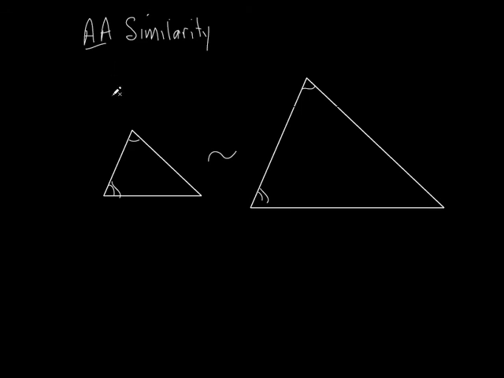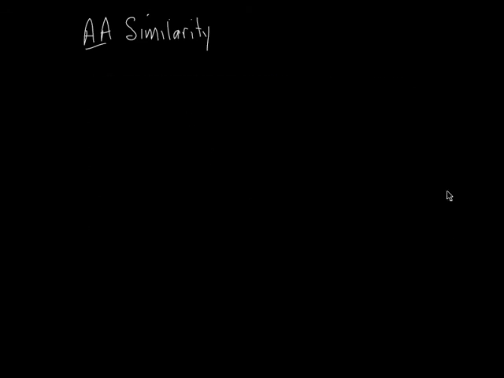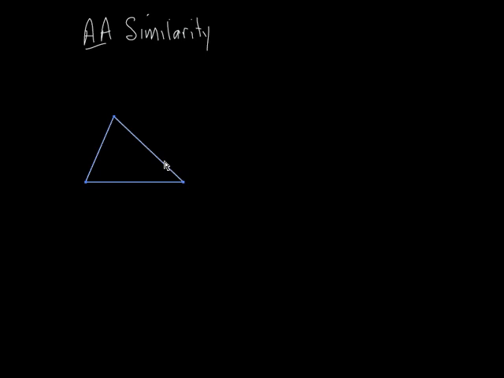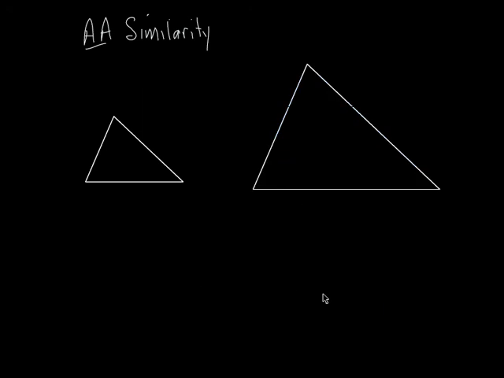There's another way to do this. I'll use the same triangle. And again, let's just make this one a little bit bigger. Right now, do I know they're similar triangles with the information that's given? No, there's really no information given. The only thing that's given is I've got two triangles right here.